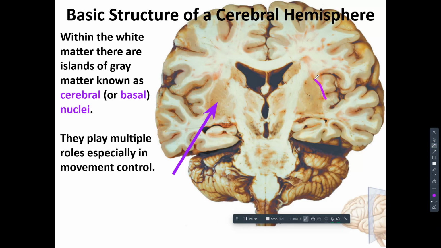Now also notice that it's not entirely white matter in the deep portion. There are also regions of gray matter of varying sizes. This is a big one right here. These regions of gray matter are known as cerebral or basal nuclei. Recall that a nucleus in the brain is a collection of neuron cell bodies. A lot of the cerebral nuclei that we have play roles in movement control. All right, so we have some basic cerebrum stuff.